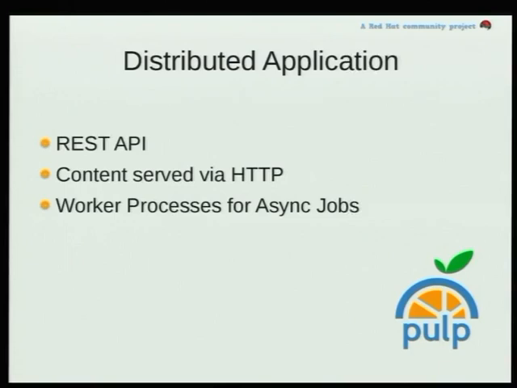Pulp is a distributed application. So this is a key feature as well to understand that we have 3 different types of services essentially we run. One is a web service that runs our REST API. A separate distinct service is the one that makes content available, serving static files or serving a registry API for Docker or Puppet, that kind of thing. And then the third kind is these worker processes. So we have the need to do long-running jobs, long-running tasks. So we have separate worker processes that do that.